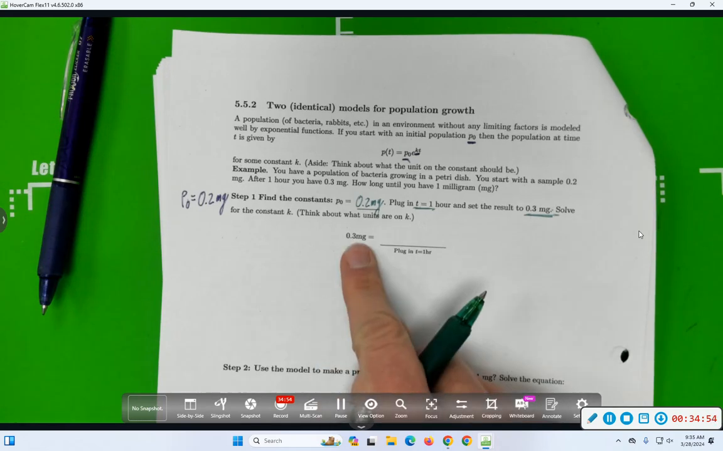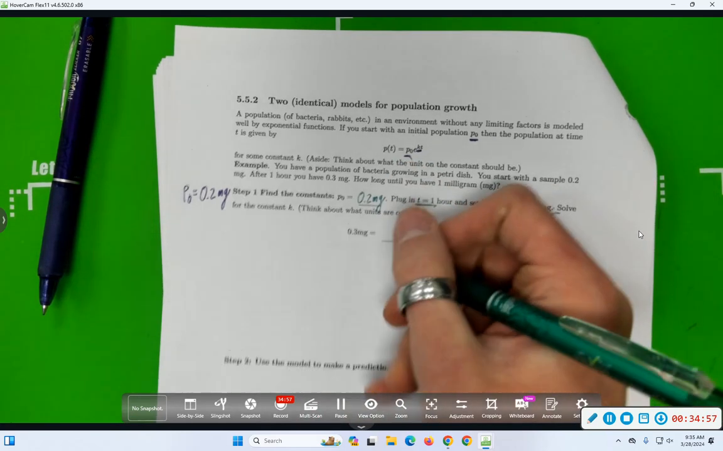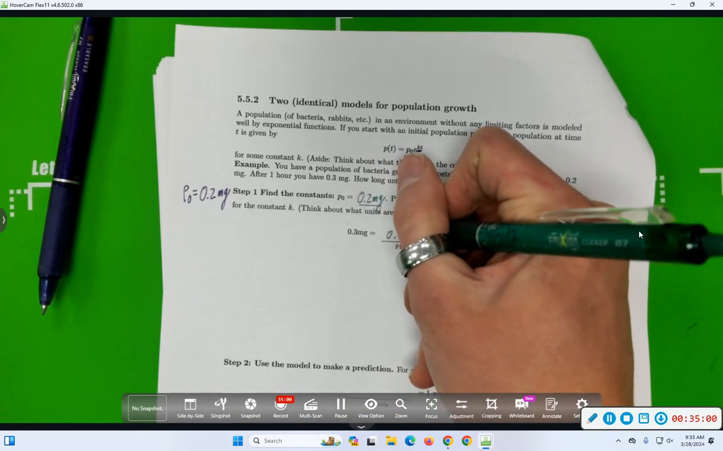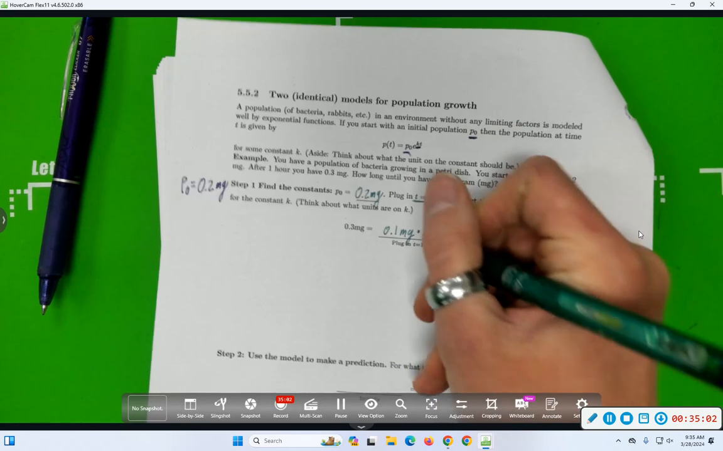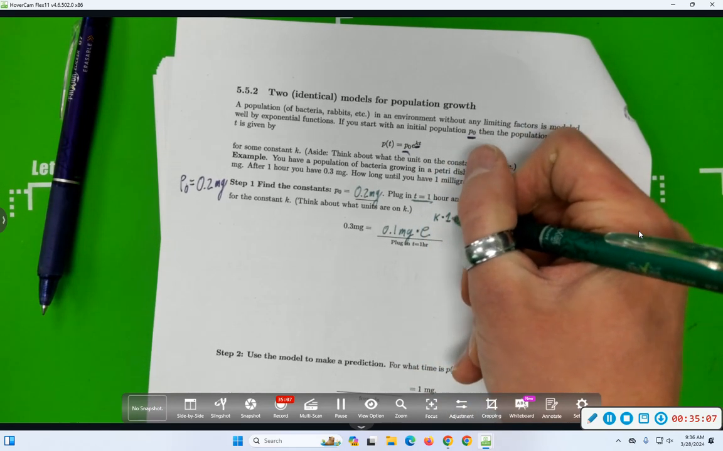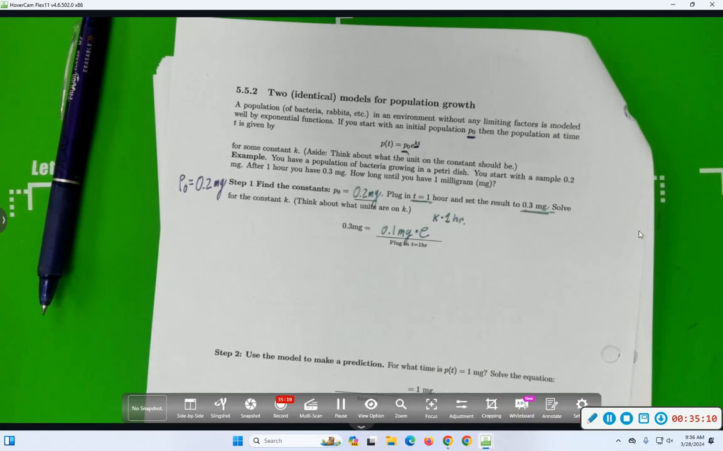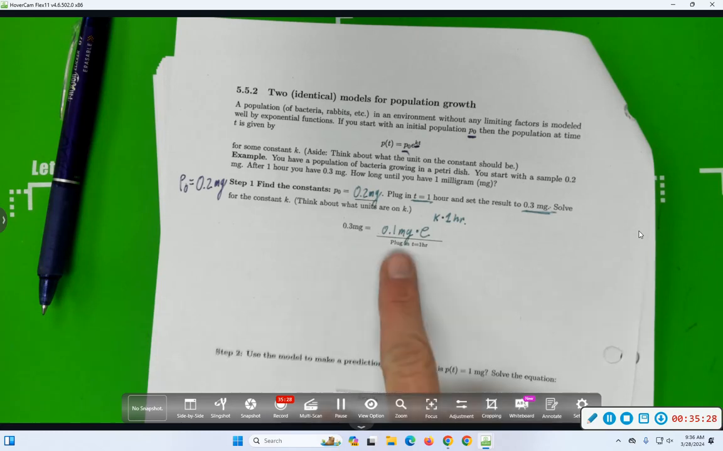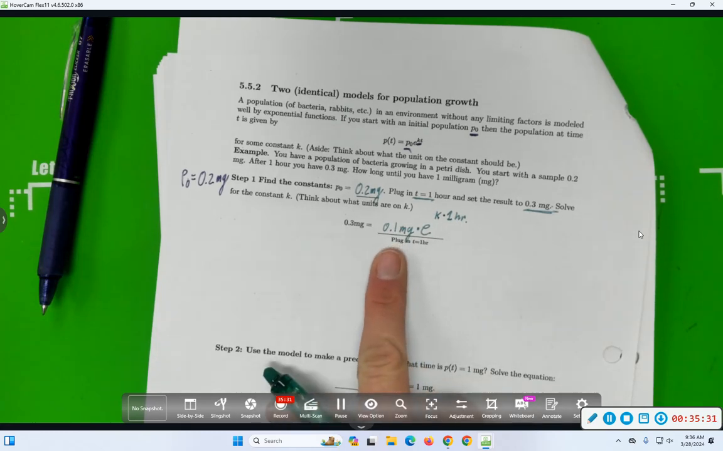So 0.3 milligrams will be equal to the initial population, 0.2 milligrams, times e to the constant k times 1 hour. How many unknowns are in that equation? Just one? Think we can solve for it? Should we do it together, or should I just wait for you to tell me what k is? We do together? Cool. So, talk me through it. There's an equation, I would like to solve it for k. What seems like a good first move?